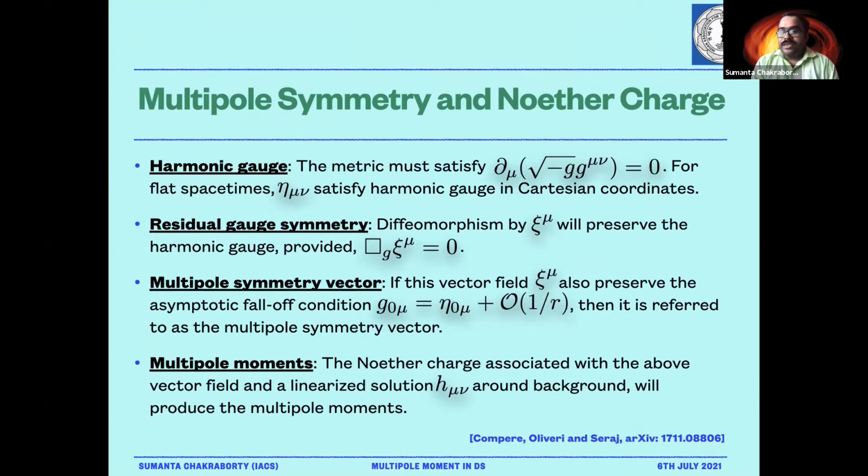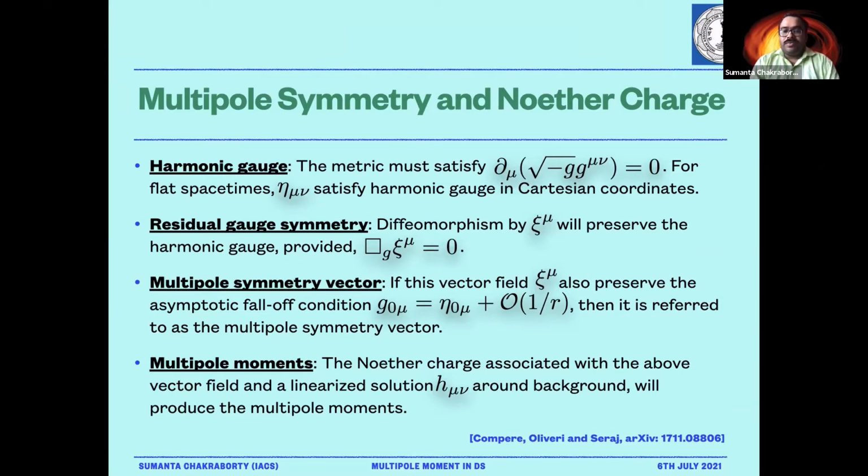Next, we want to find out certain diffeomorphisms which will preserve this harmonic gauge. So effectively, if I make a coordinate transformation, which can be equivalently transferred to a diffeomorphism by some vector field ξ^μ, and we want this harmonic gauge condition to be preserved, we get a differential equation for this vector field ξ^μ.